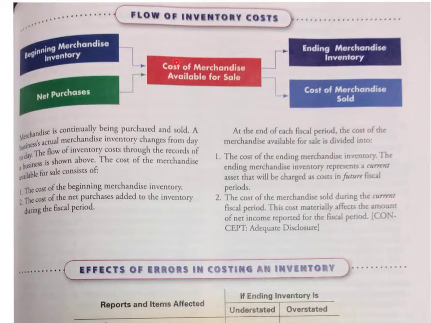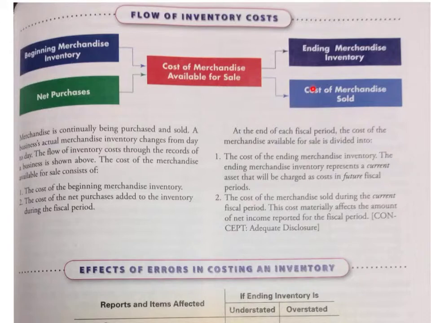Now, at the end of the month or the quarter or whatever, we divide this into two parts. The ending merchandise inventory, so this is whatever stuff we still have left to sell, and the other part is the cost of merchandise sold. If we sold 1,000 pens, we want to know how much those 1,000 pens actually cost us. How much did we pay for it? How much money do we have wrapped up in it, okay?